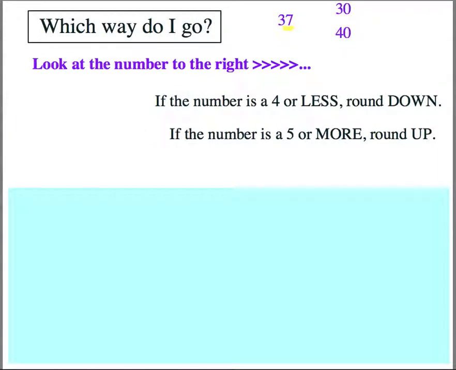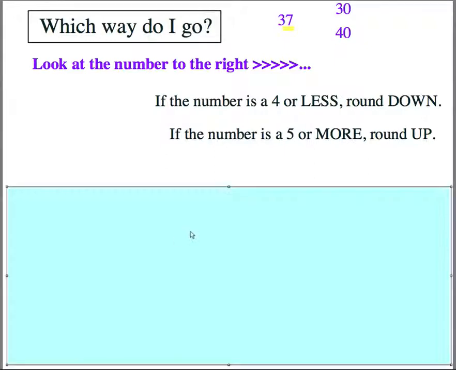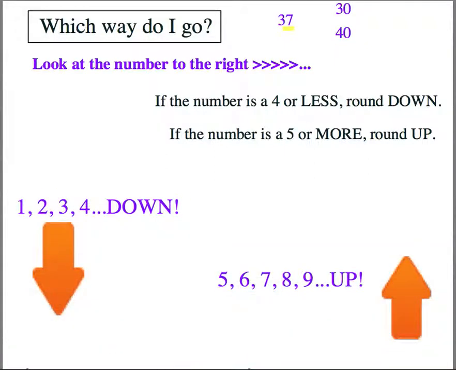Let's take a look one more time. We look at the number to the right. If the number is a 4 or less, you round it down. If the number is a 5 or more, you round it up. Let's try another number. What if we had the number 22? Would we round up to 30 or would we round down to 20?